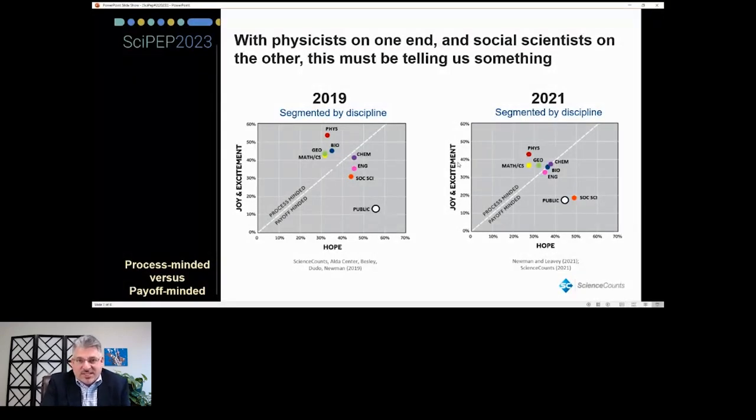And I'm jesting with the title of this slide, where anything that sorts physicists onto one side of the room and social scientists on the other must be sorting something that's real, right? Because they rarely share the same space. But this is fascinating. And one thing that's interesting to note is that in 2021, we were in the middle of COVID. If you look at this, you'll notice that the joy metric for every group dropped. Evidently, on average, about 10%, it was less joyful or exciting to do science in the middle of COVID than it was in 2019, which is kind of just an interesting anecdote.